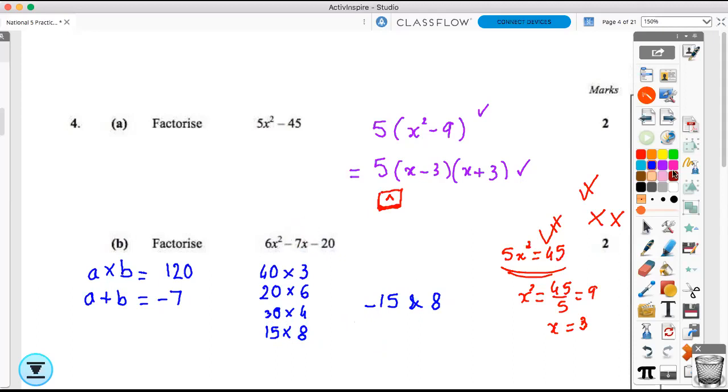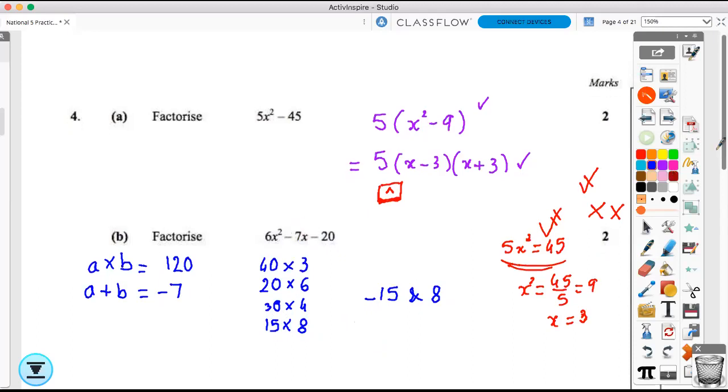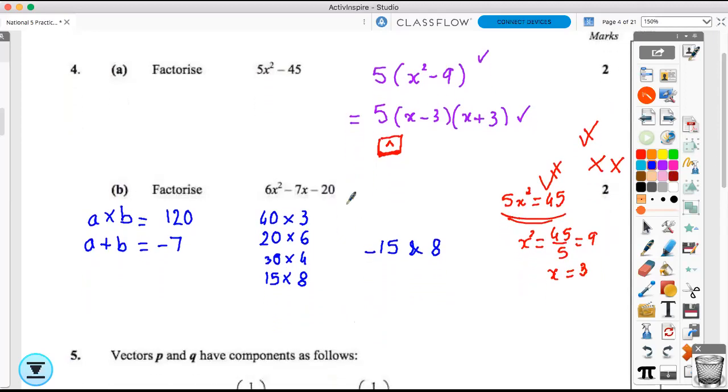So remember what we said, that -7x you need to replace it with negative. So let's say 6x squared. Now we've got 6x squared, negative 15x plus 8x minus 20. And now we can factorize.